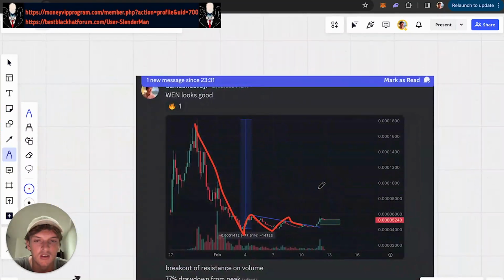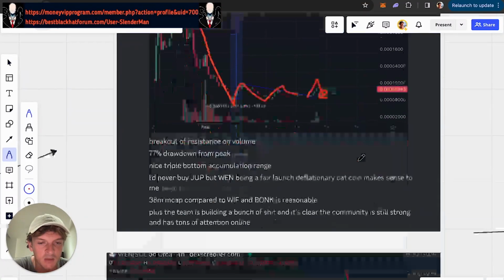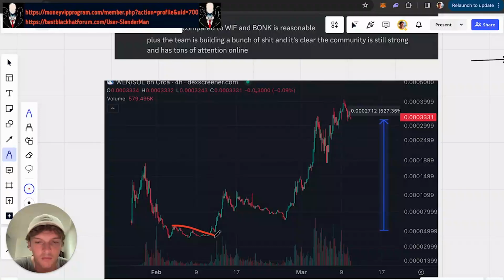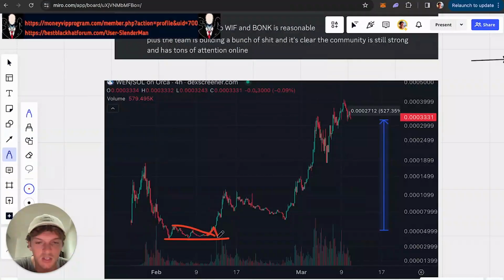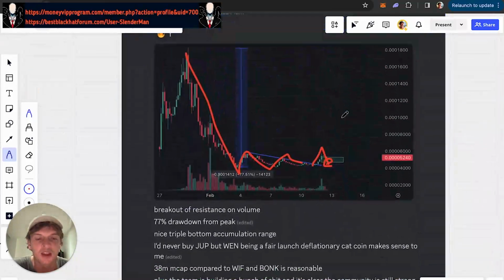So distribution would be this, right? Hitting this level, breakdown, retest, selling here. And then the next way would be, this is the accumulation range, but it's more so here. Sorry, here. So it's a breakout, retest, and then you'd be adding here before it goes up. And you can see that WIF did it. Breakout, retest, and it went up 500%, okay? 5x. And I gave you the full analysis here.